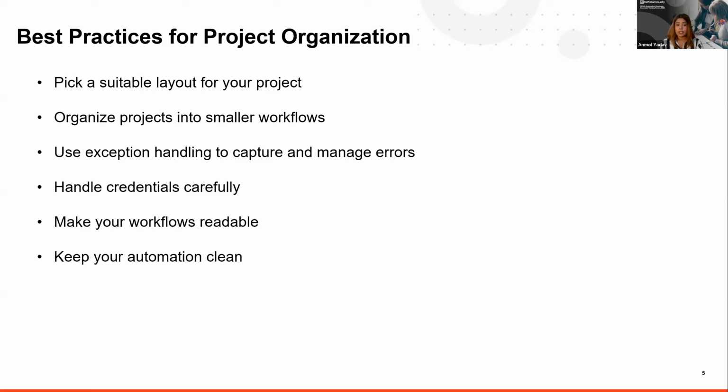The second is organizing projects into smaller workflows, which is separating it logically, making it modular. Third is using exception handling to capture and manage errors, always making sure that our automation does not lead to an abrupt end, whereas the end of the execution is really smooth and also gives you an idea of what the error really was.